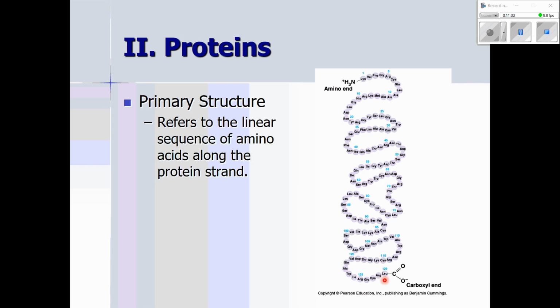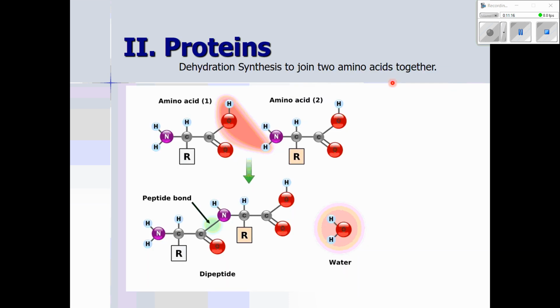But proteins don't just have primary structure, because remember, each one of these amino acids has a different R group. Remember the R group? Let's go back. Oh, we can look at it right here. There's the R group. And some R groups are electrically charged. Some are not. Some R groups are hydrophilic. They're attracted to water. Some are hydrophobic. They turn away from water.